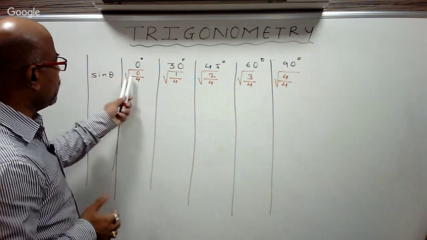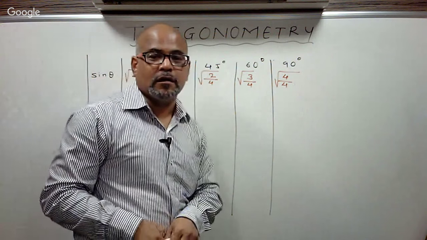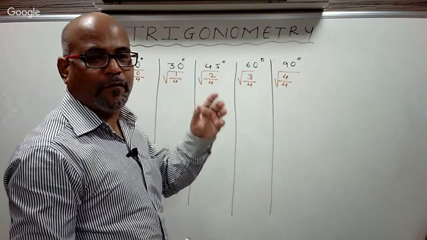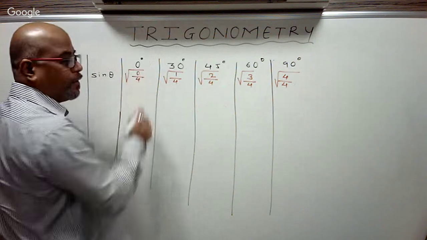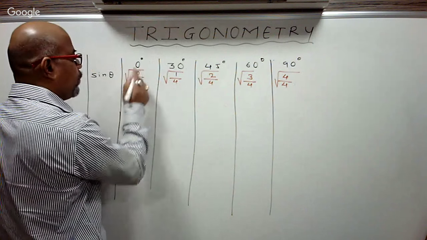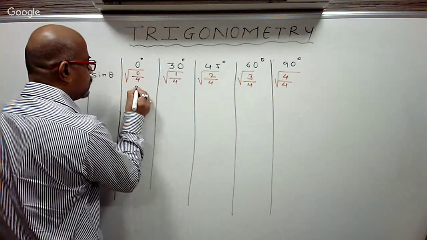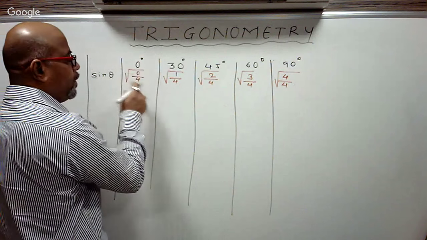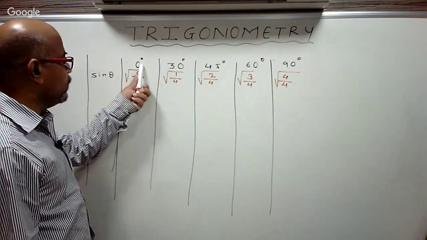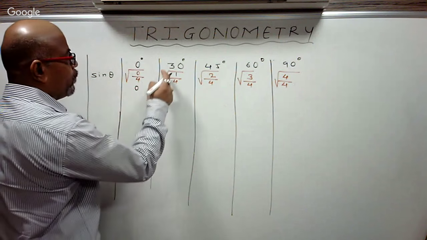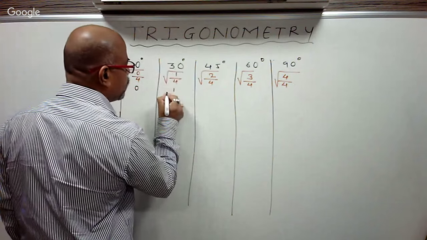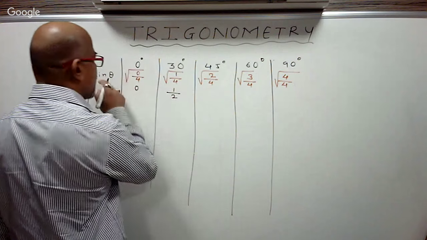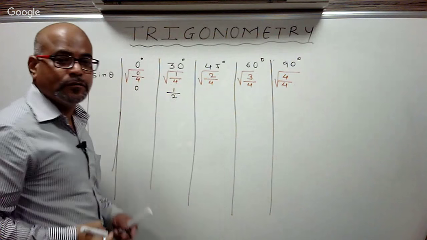Now what is the answer of these roots? These are the values of sin 0, 30, 45, 60 and 90. Let us find out. 0 by 4 is 0 and square root of 0 is 0. Therefore sin 0 degree is 0. I go for 30 degree. We know that square root of 1 is 1 and square root of 4 is 2. Therefore sin 30 equals 1 by 2.